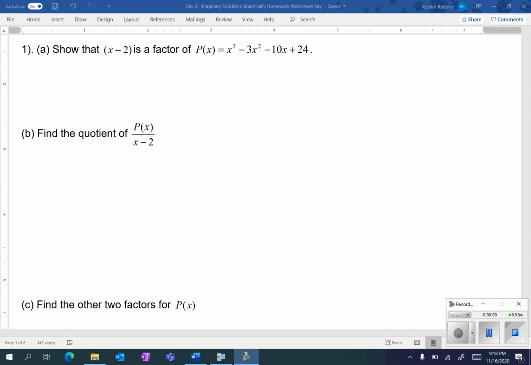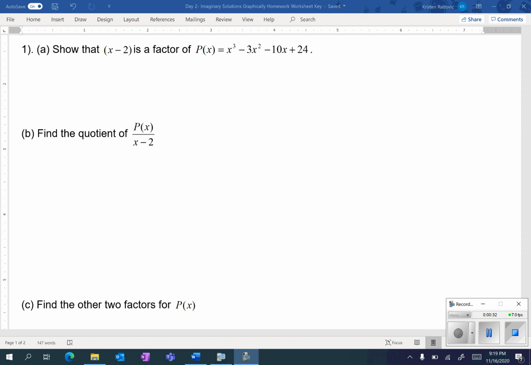Hello! In this video, we're going to review how to solve higher degree polynomials when you can't factor or use the quadratic formula because we're going to be dealing with polynomials that aren't quadratic equations. So for the first example, they want you to show that x minus 2 is a factor of p of x. The easiest way to do this is to use the remainder theorem.